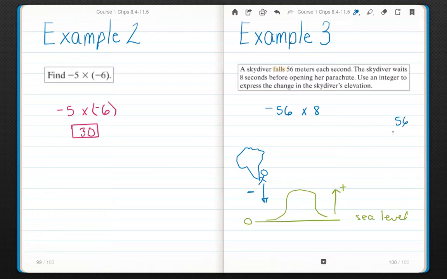So if I come over here, 56 times 8, 6 times 8 is 48. 8 times 5 is 40. 1, 2, 3, 444. So 440, well, 8. Look, it's an 8. Now, negative times a positive, it is a negative. So she has fallen, or her change in elevation is negative 448 feet. That means from the time she jumped out of the plane until she opened her parachute, she fell 448 feet closer to the earth.